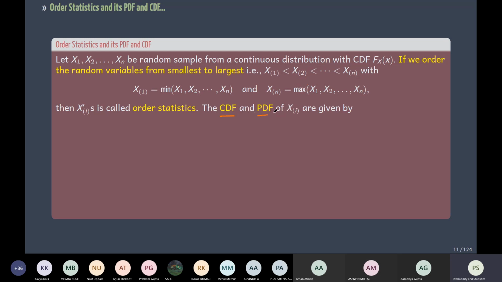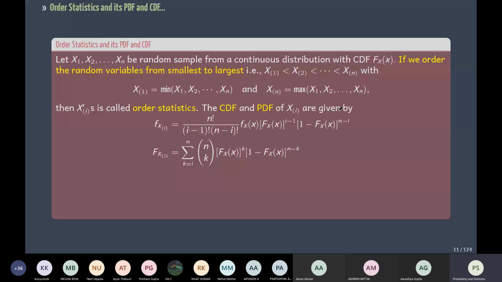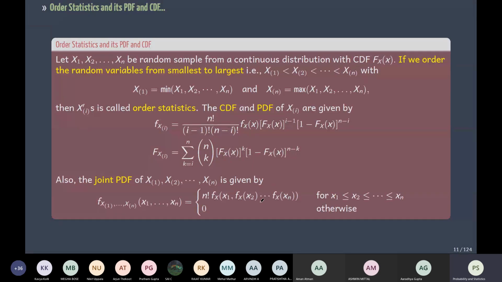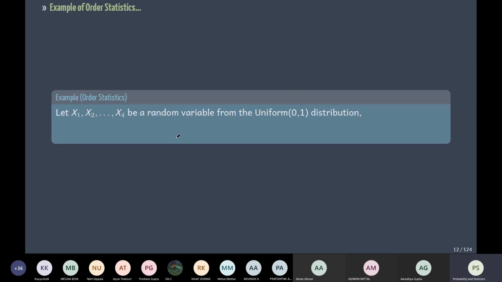In that case, I will not prove this, but the CDF and PDF can be found to be like this. So the CDF will be given like this and the PDF will be given like this, and the joint PDF of these random variables will be given by this. It's just an expression that, for the moment, I'm not going to prove, but this is the PDF and CDF. We claim that we know this for the ordered random variables.